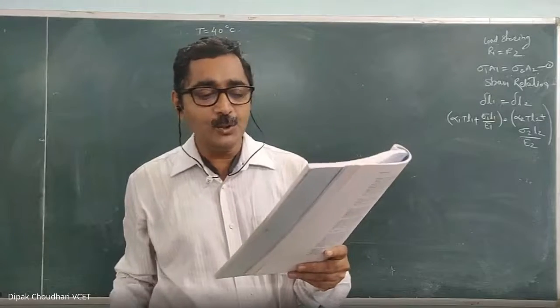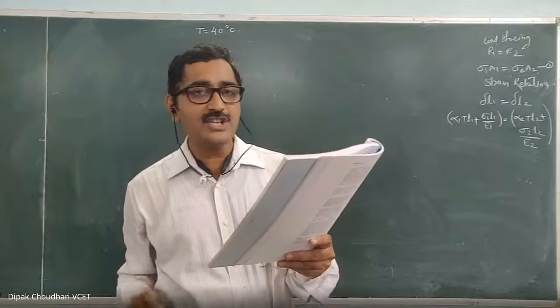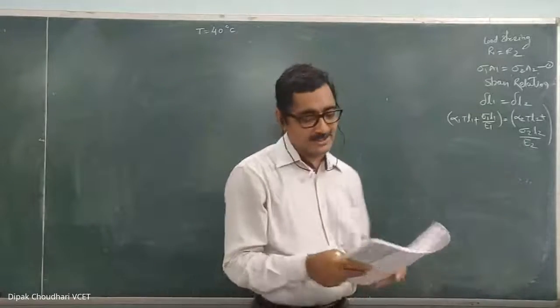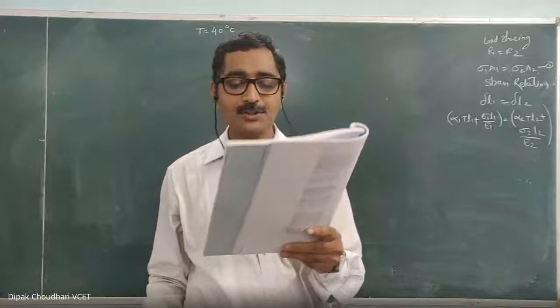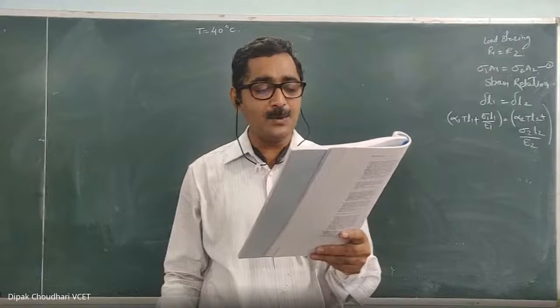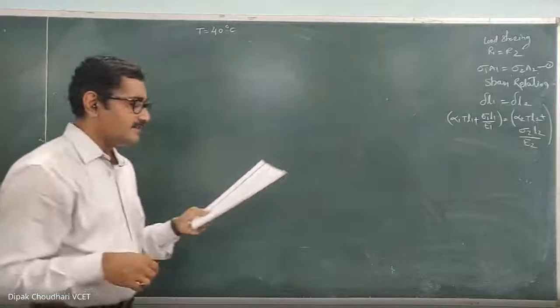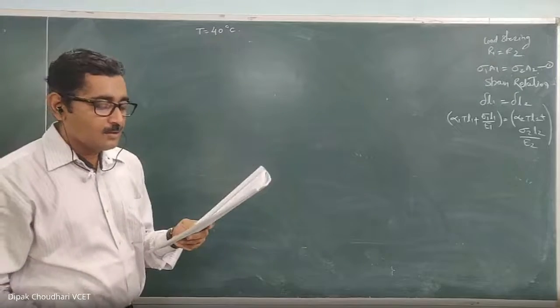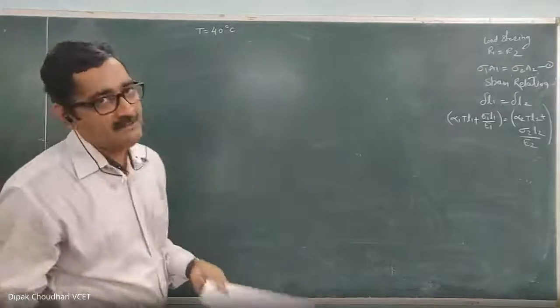Find the stresses in the two materials and the expansion of the composite section. Means you have to find out the final expansion of the composite material. Take E of brass, the modulus of elasticity of the brass, and the thermal coefficients of the steel and the brass; everything is given.